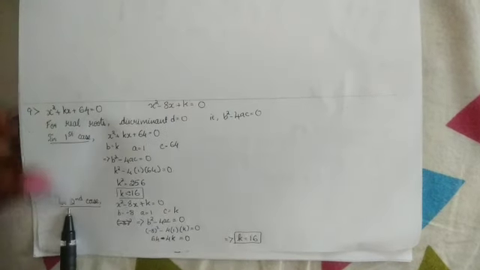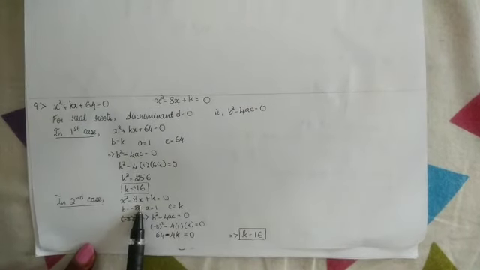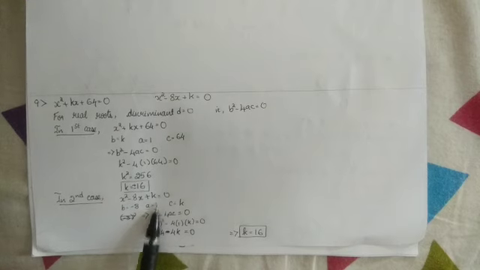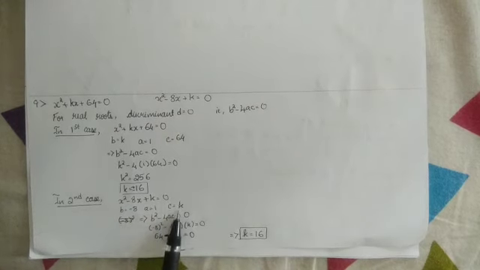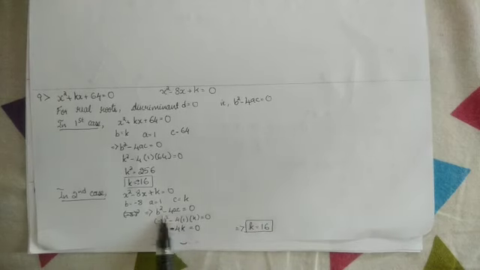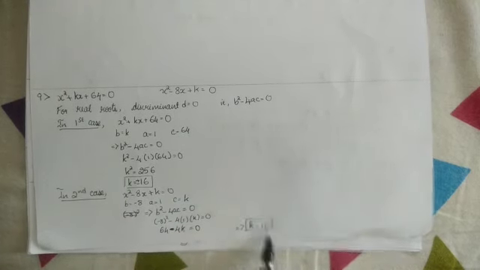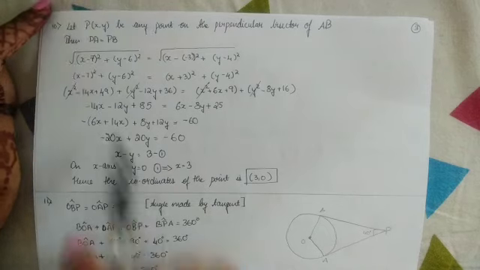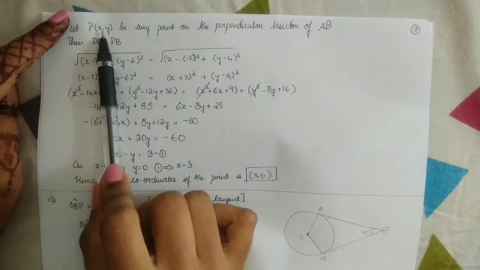In the second case, x square minus 8x plus k equal to 0. So B is minus 8, A is 1, C is k. On solving this, when you put B square minus 4 AC equal to 0, you get k is equal to 16. Next, the 10th one, let P be a point x, y.